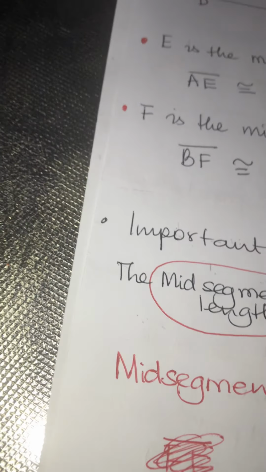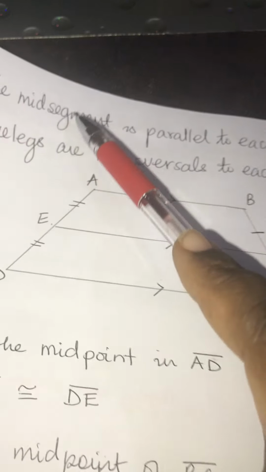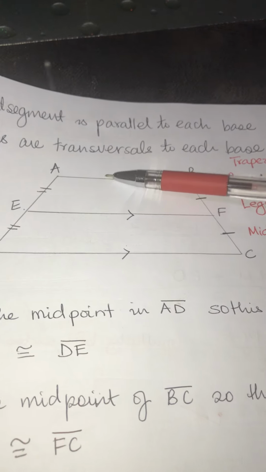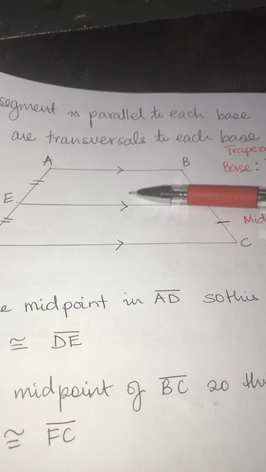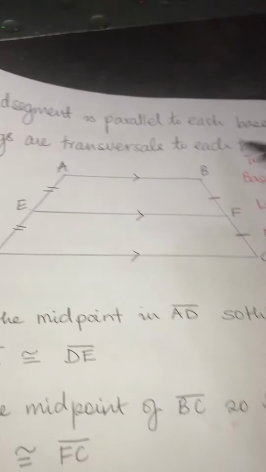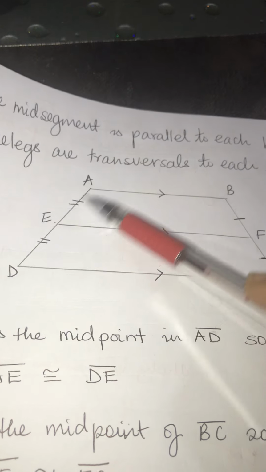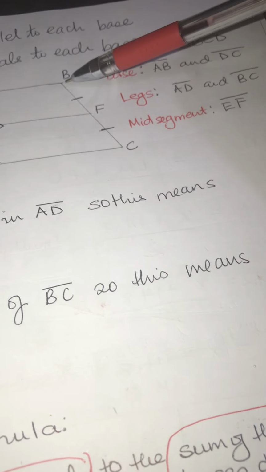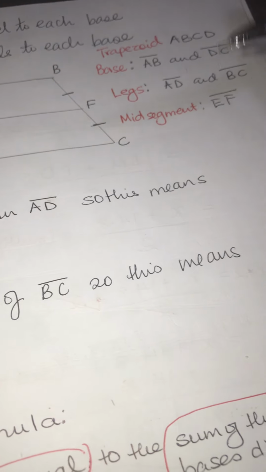Okay? Now let us see the mid-segment equation. So we start here. The mid-segment is parallel to each base. So our mid-segment is EF. It is parallel to AB, and it is also parallel to DC. Parallel lines are shown by the arrows. Okay, the legs are transversals to each base. So AD is a transversal because it cuts the parallel lines. It crosses the parallel lines. BC is also a transversal because it cuts or crosses the parallel lines.